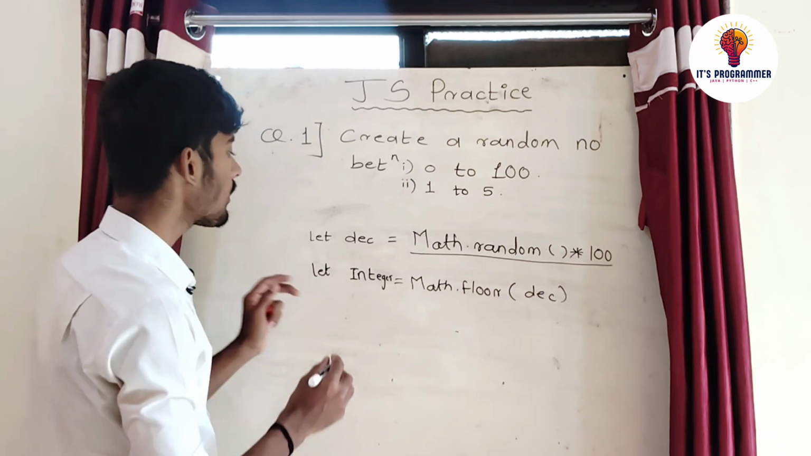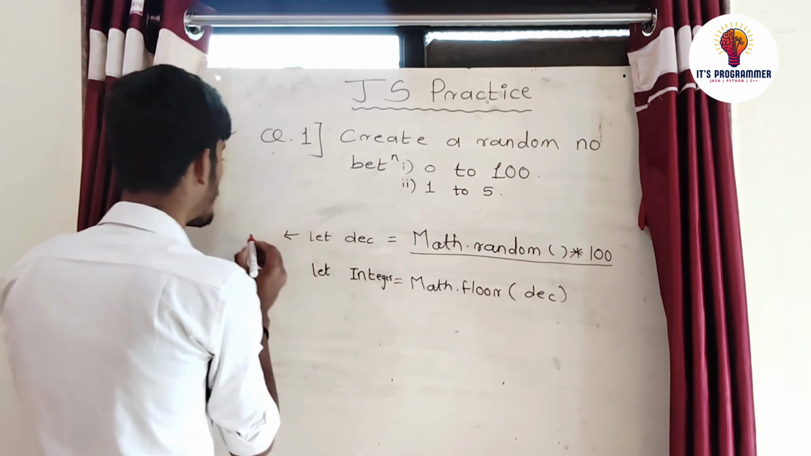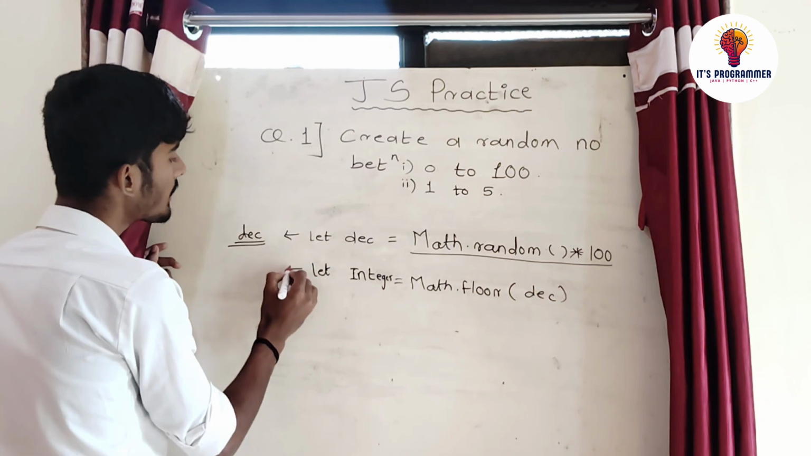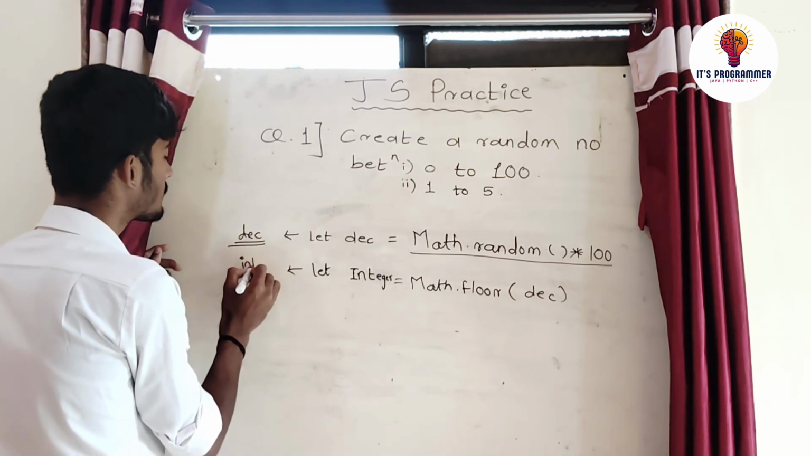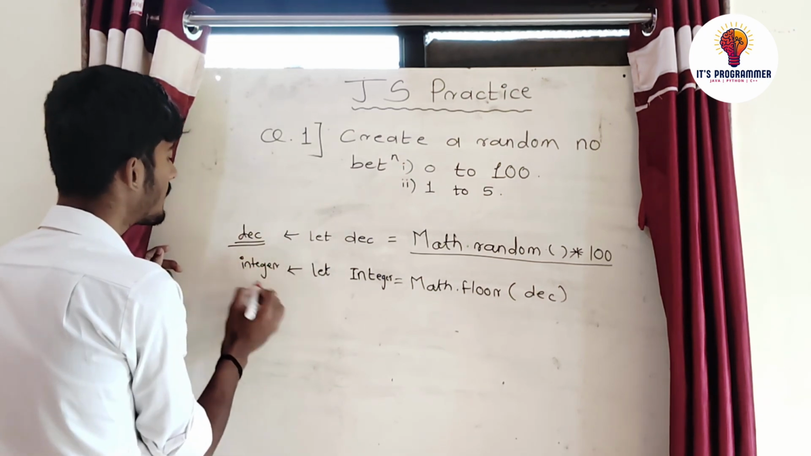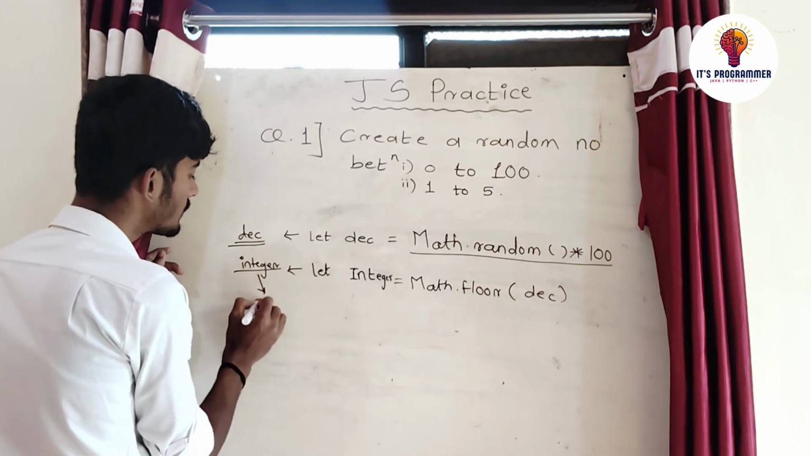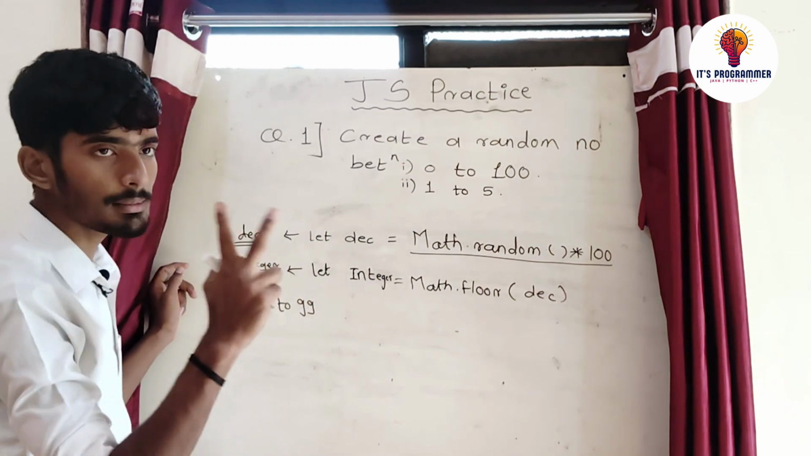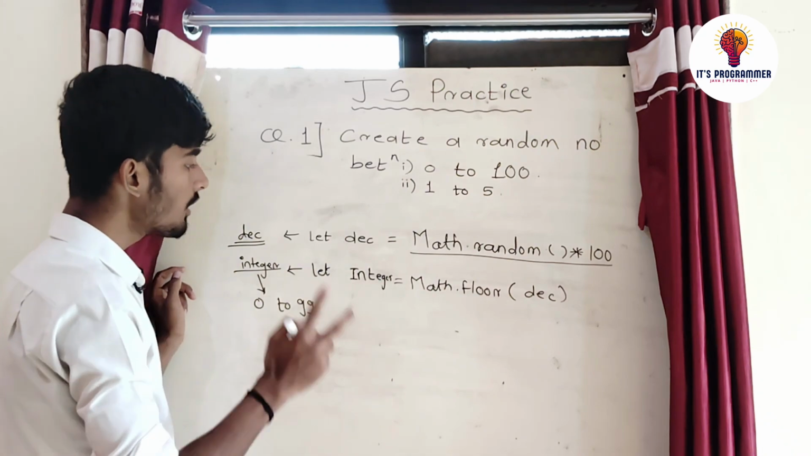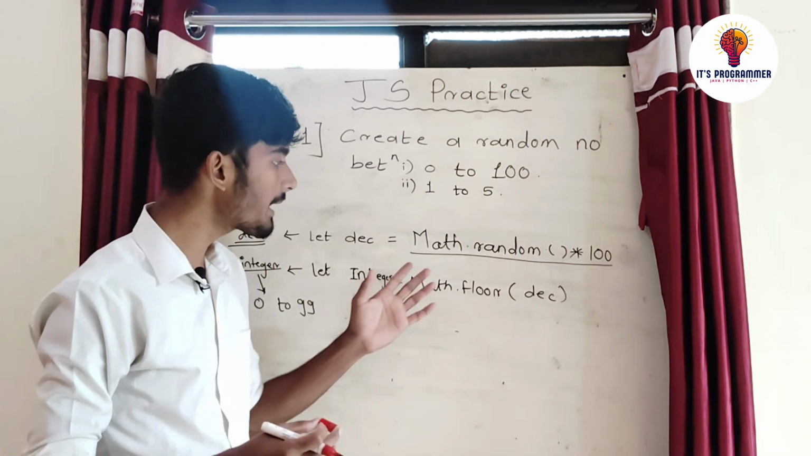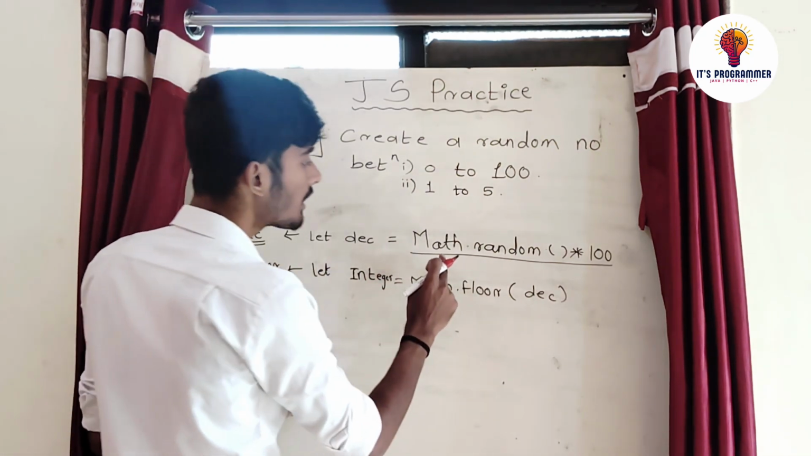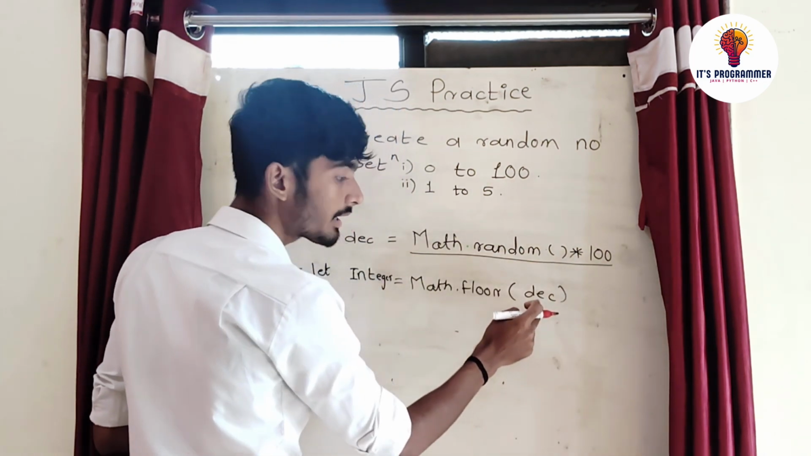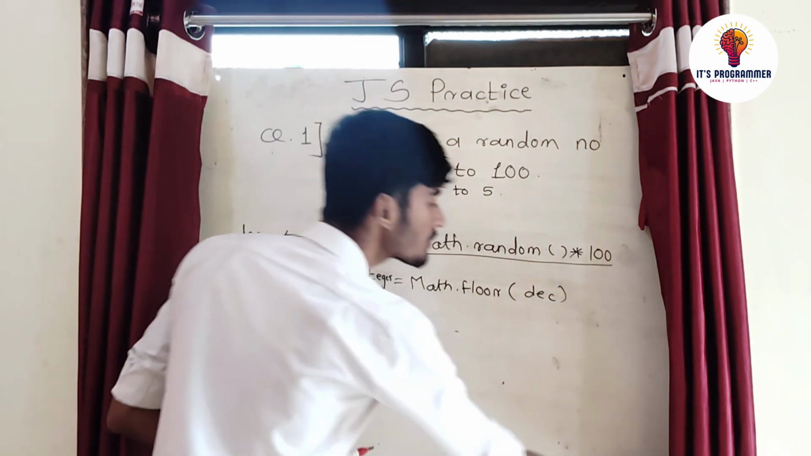So this step will generate decimal point values, and this step will generate integer values in between 0 to 99. Okay, so our two steps are done. If you understand the concept behind it, then you can simply use Math.random times 100 instead of this dec variable, and it will also work.